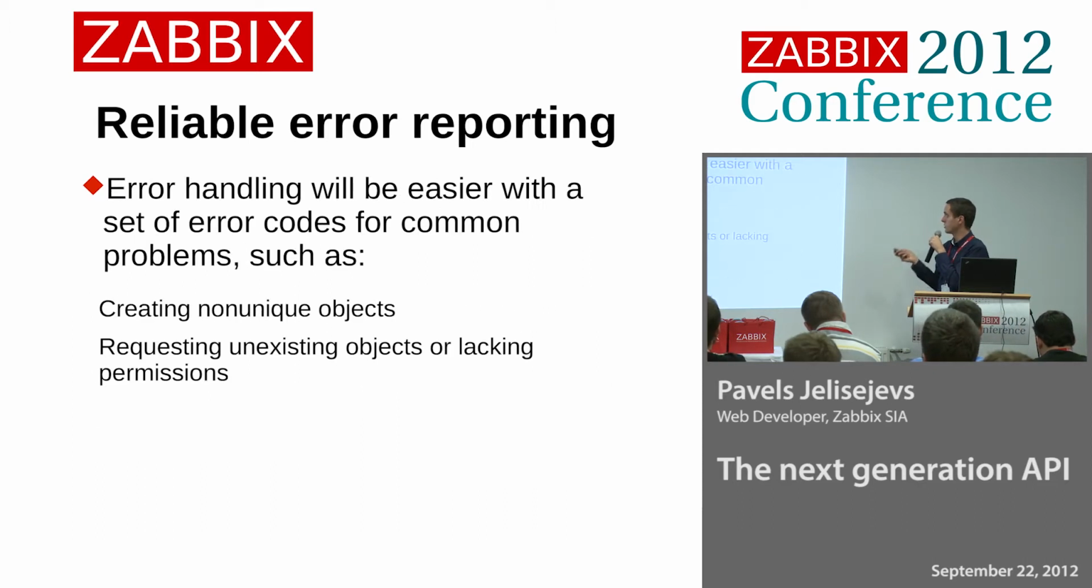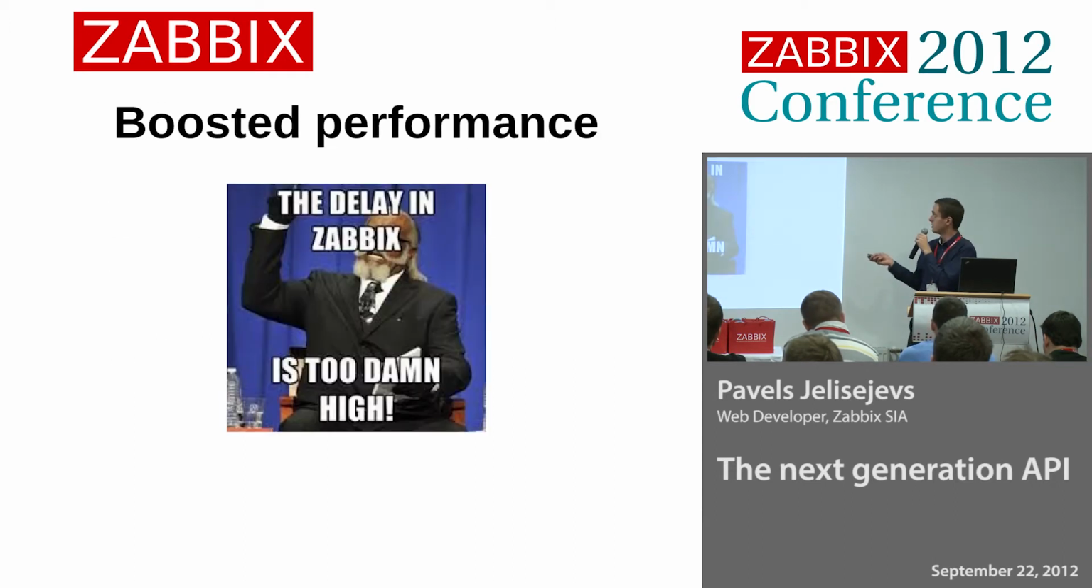Another thing about error reporting, we will also implement additional error codes so that the applications that you develop will be able to properly handle these errors. So we will implement additional error codes for common problems like creating non-unique objects or requesting nonexistent objects, or when you're lacking permission and stuff. So yeah, all of these changes are meant to make the API more developer friendly and easier to use. And another very important aspect I'd like to cover is the performance.